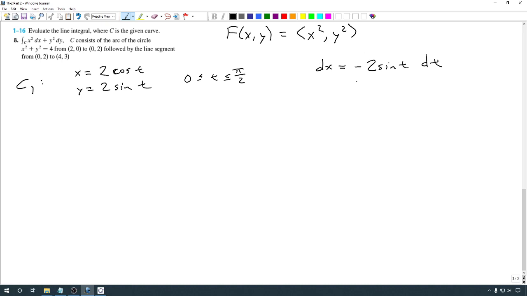You could write this as dx over dt if you want, but because we are going to be replacing dx with this thing in t, that's what we want to do. I find this makes a little bit more sense overall. dy, we're differentiating this one with respect to t. We get a 2 cosine dt. And now we essentially replace everything in here. Of course, we're not doing the full C yet. We're just doing C1.